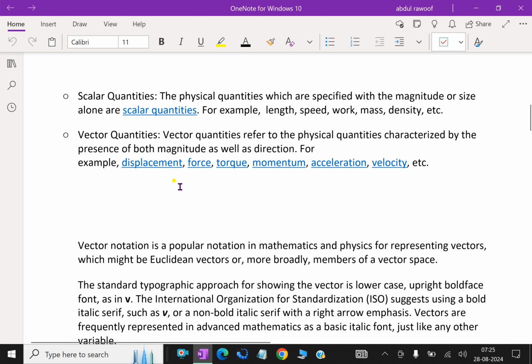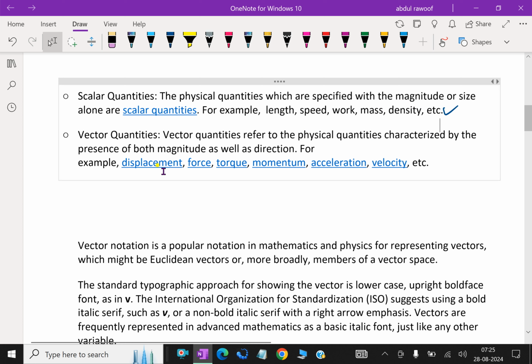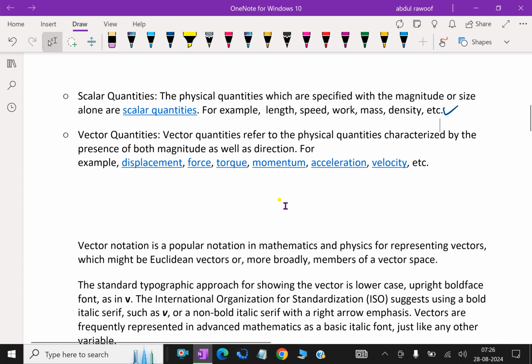What are vector quantities? Vector quantities refer to the physical quantities characterized by the presence of both magnitude as well as direction. For example, displacement of the body, force, torque, momentum, acceleration, velocity, etc.